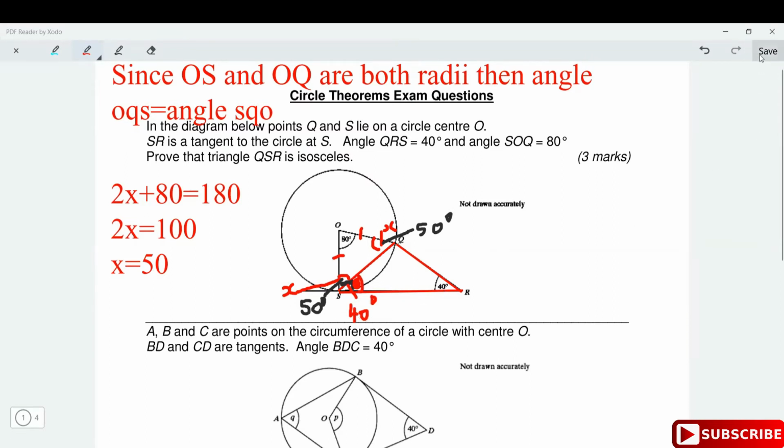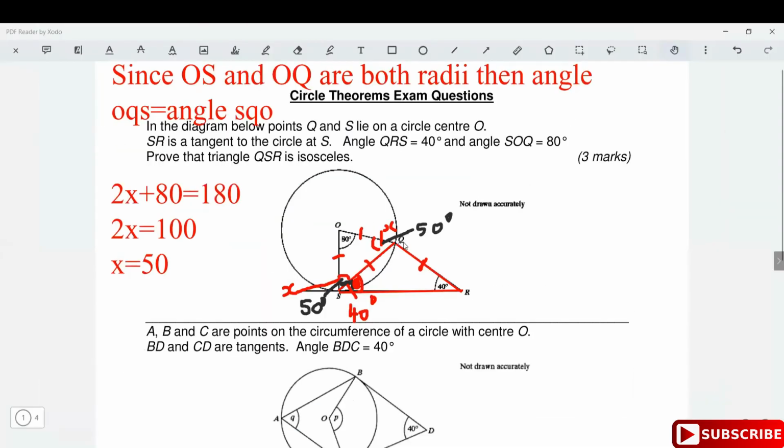Now, if this angle is 40, then what we can conclude is that QS is equal to QR, since angle QSR is equal to angle QRS. So let's write all of that in words now. Let me show you how you would write it up in words, because it's very good that we always write things up in words.